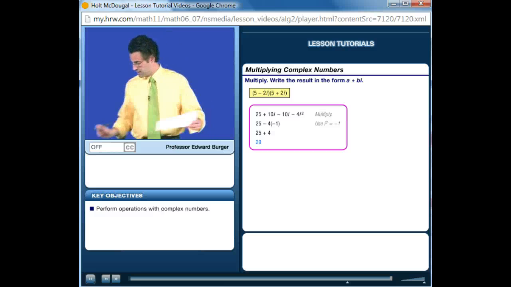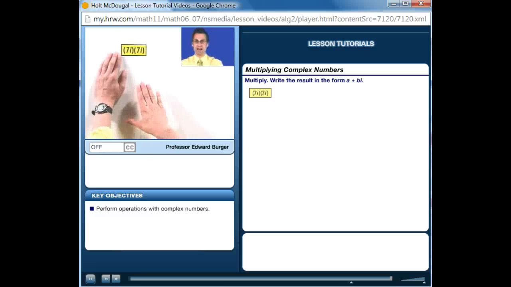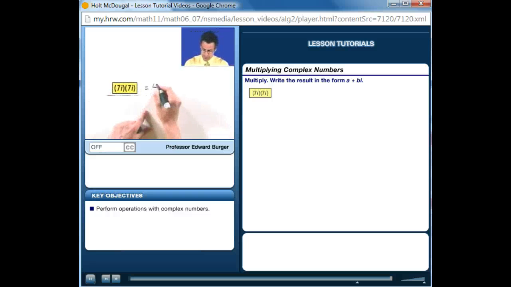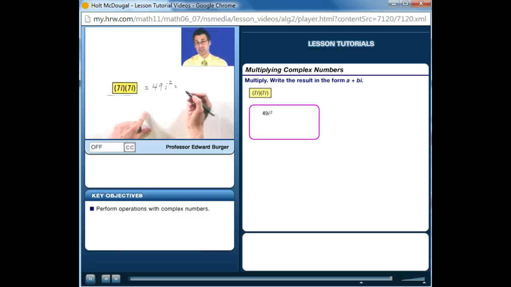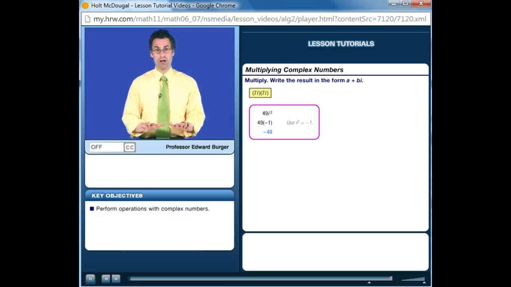Now, let's try one last example. Okay, so 7i times 7i. So what is that? Well, 7 times 7 is 49. i times i is i squared. But of course, i squared is just negative 1, so this is just negative 49. Couldn't be easier.